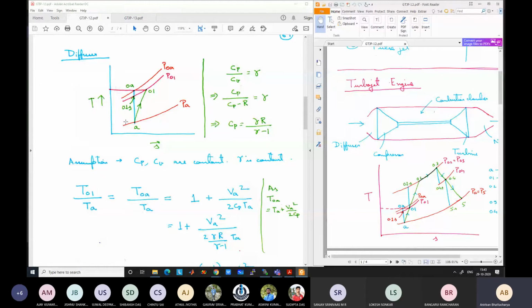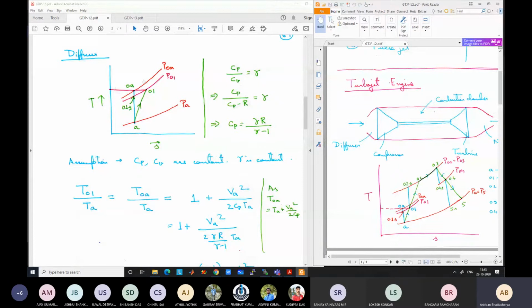To quantify this amount of losses, we need to define some efficiency parameter for the diffuser. For compressor and turbine, it was easy to define the efficiency, the isentropic efficiency. For the diffuser, it is not so easy. It is tricky actually. For the compressor, how did we define it? We defined it by T02S minus T01 by T02 minus T01, ideal work input by actual work input. Here we cannot do that because if you see the temperature difference, ideal case and actual case are both the same: T0A minus TA and T01 minus TA are both the same.